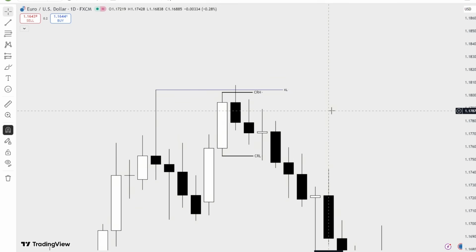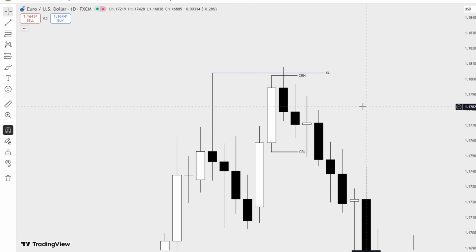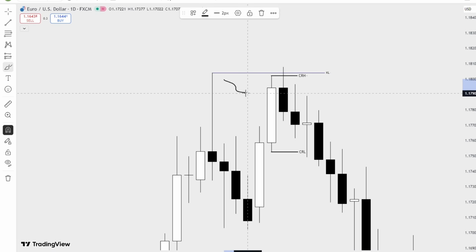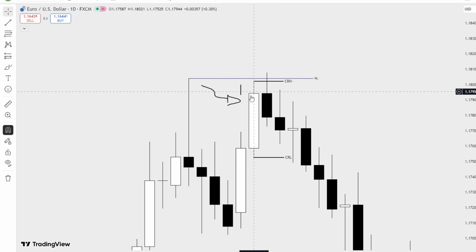And how and when am I going to enter this? First thing you want to notice is candle number 1 right here. It's your, let's say, validation candle, because if you don't have this strong candle with the key level, it doesn't mean anything, right?